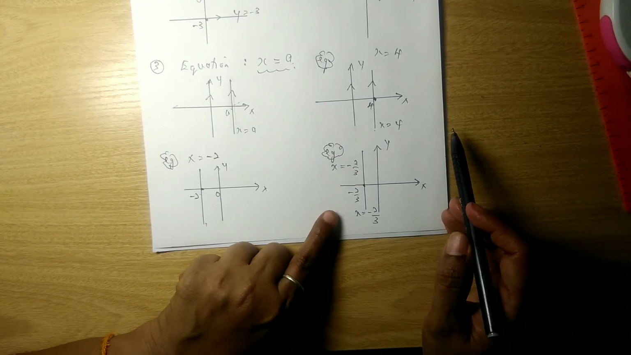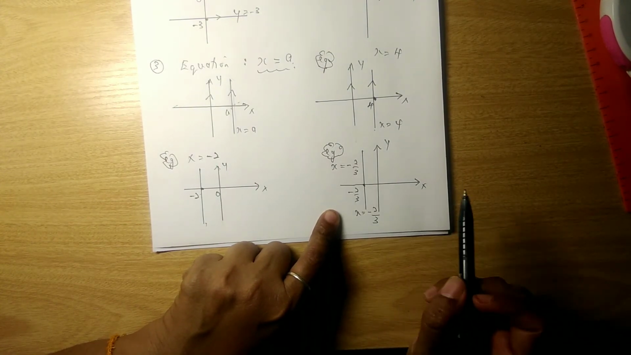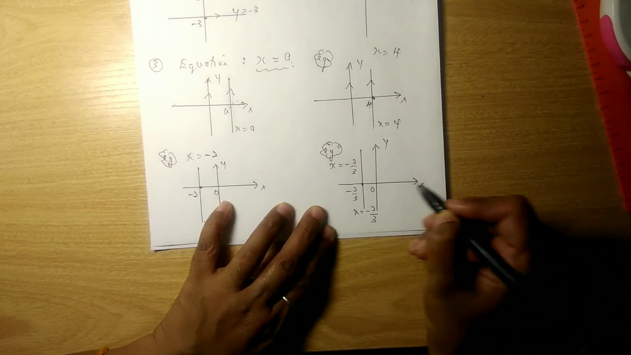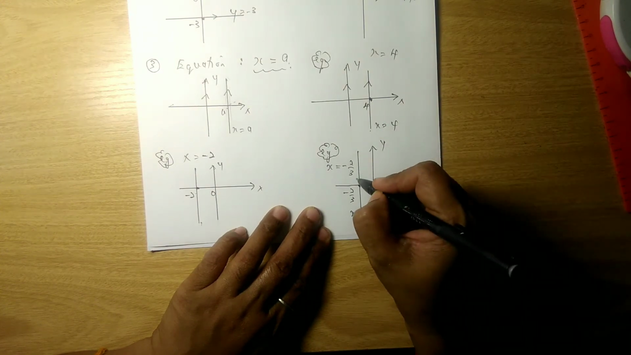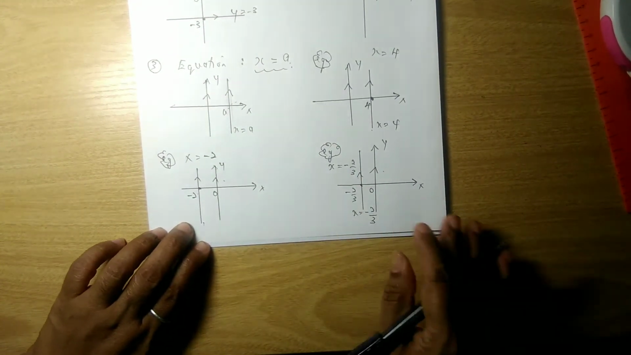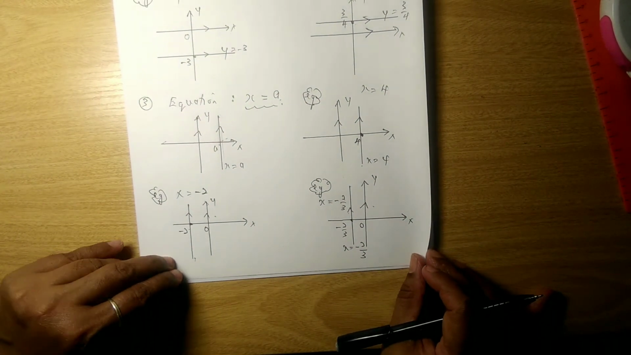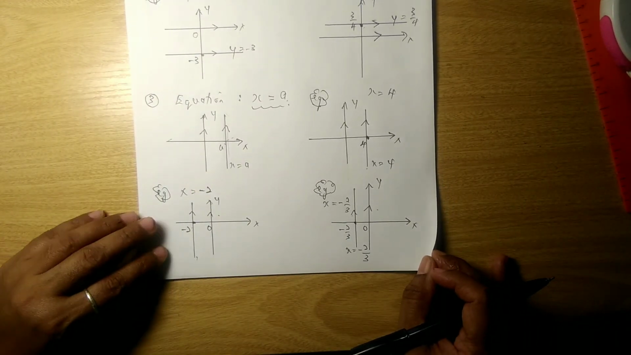Let's take one more: x = negative 2/3. This is again the origin. We mark negative 2/3 and draw a vertical line, which is parallel to the y-axis. So these are the three types of equation that they can give you, and you are supposed to know how to draw these equations.